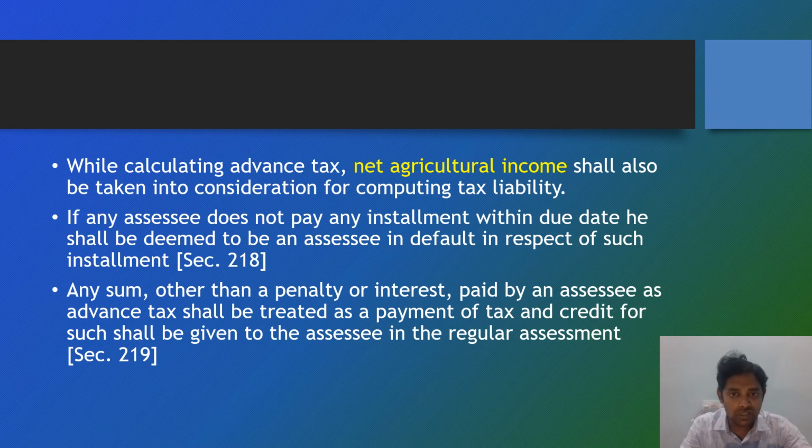While calculating the advance tax, net agricultural income shall also be taken into consideration for computing tax liability. If an assessee does not pay any installment within the due date, he shall be deemed to be an assessee in default in respect of such installment as per section 218. Any sum other than a penalty or interest paid by an assessee as advance tax shall be treated as a payment of tax, and credit for such payment shall be given to the assessee in regular assessment as per section 219.